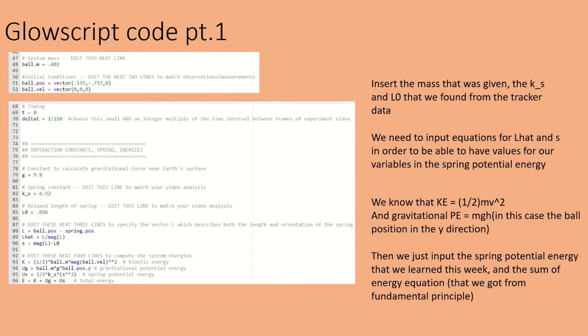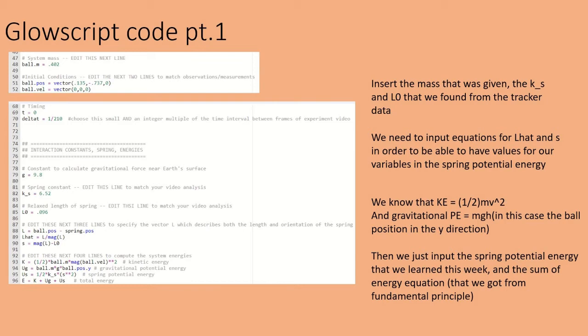All right, so now we move on to the code part of the lab. In this part, we had to write code in order to compare our experimental data to data that already existed and see how accurate they were. We can insert the mass that was given, the spring constant, and the length that we just found. Then we need to solve for equations for L hat and S in order to get these values and input them into our spring potential energy equation.